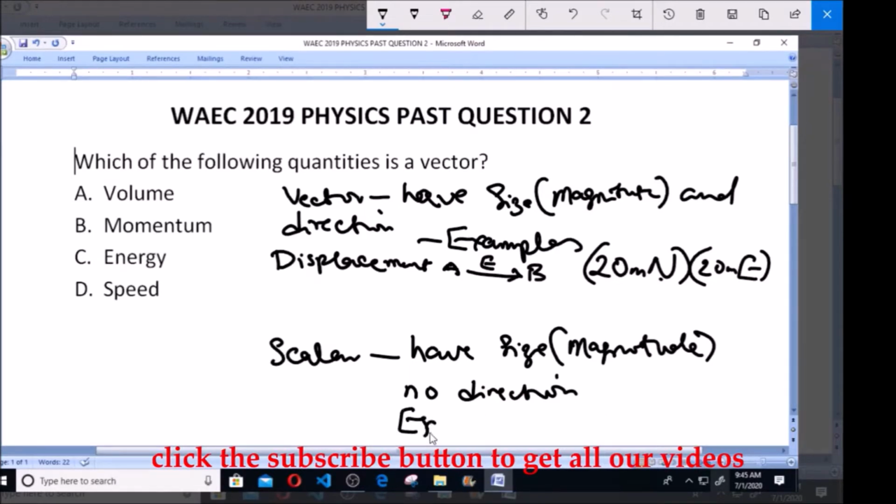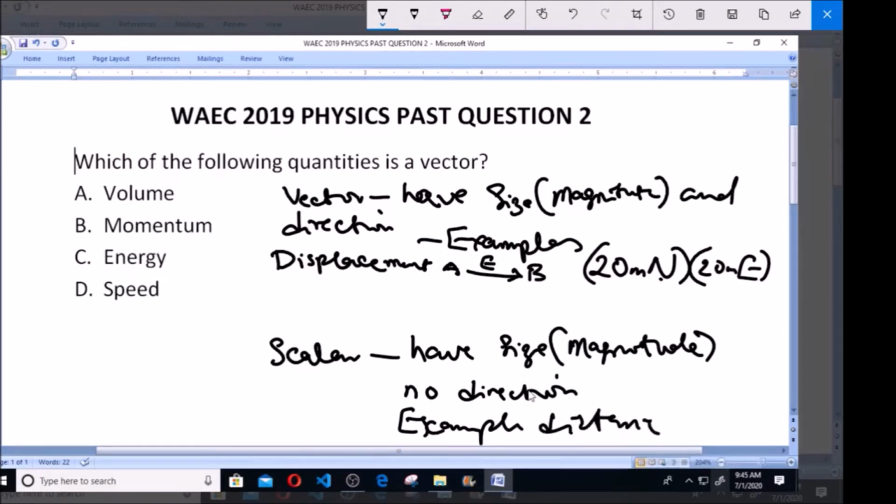So we have displacement for vector, distance for scalar. Another example is velocity. Velocity is simply displacement over time, whereas under scalar we have speed, which is distance over time. So you can see they are synonymous. The only difference is that displacement and velocity have direction, whereas distance and speed have no direction. But they are all talking about the size of movement.